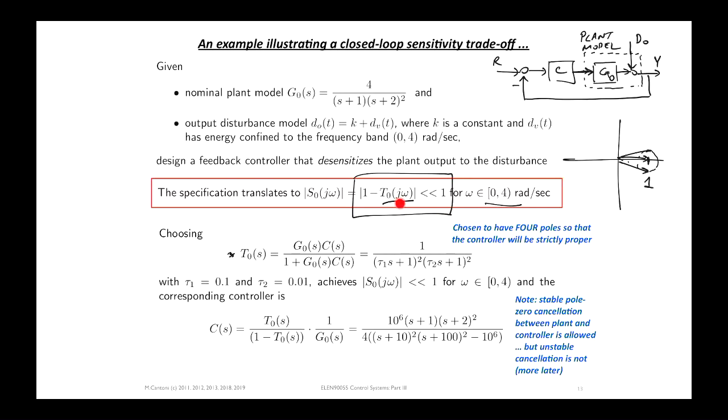So one way to meet this specification over this frequency range is to say I want my complementary sensitivity function, which is related to our nominal plant transfer function G0 and our controller transfer function C as shown here, to take this form, where these time constants tau1 and tau2 have these values here, 0.1 and 0.01. Okay, now let's see why choosing T0 in this way will make sure that this is much less than 1 for frequencies in this range.